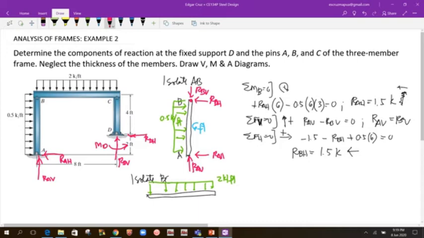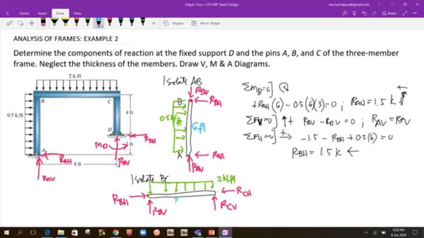So itong point B, from action-reaction coming from this point, if we assume this to be the direction, action-reaction would be opposite. So kung downward yun, it would be upward. RBV, tapos yun to the left, ito magiging to the right, which is the RBH. Okay? Tapos sa kabilang dulo naman, it could be to the left, yun yung RCH, at saka pataas yung RCV. Okay, then the length of the member BC is 8 feet.